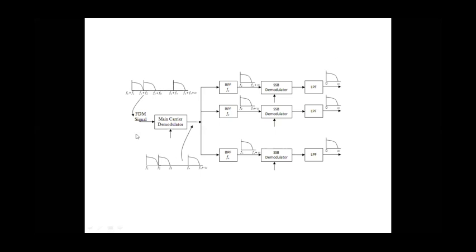You see here we are using a single carrier. All these multiple signals are transmitted through a single channel and a single carrier, that is a main carrier. That's why we are calling it a multiplexing.